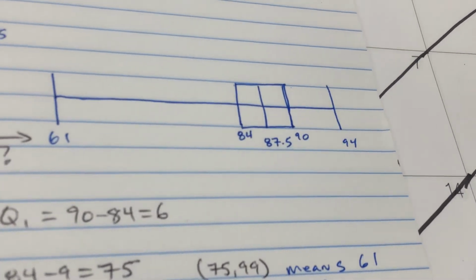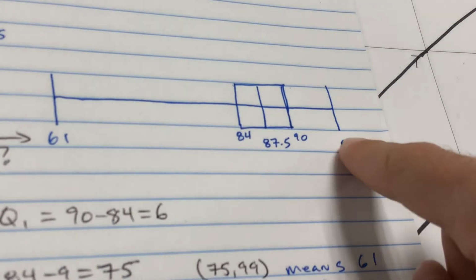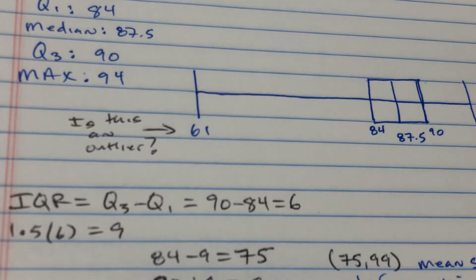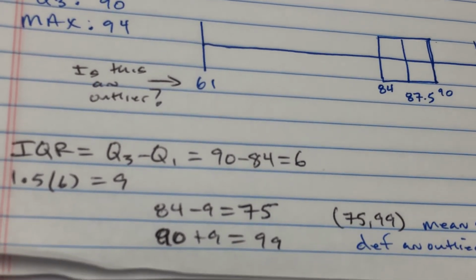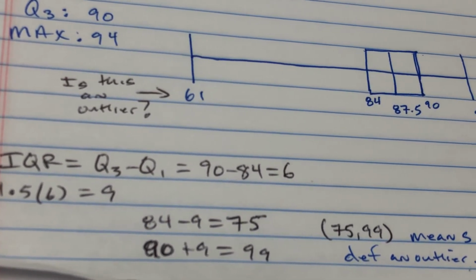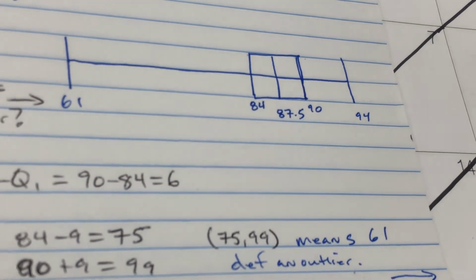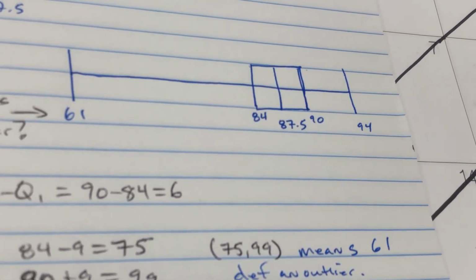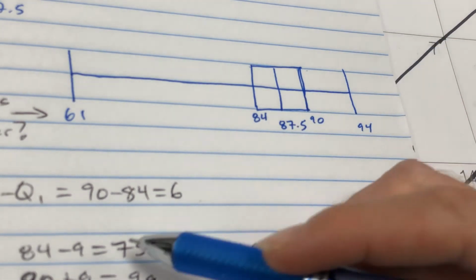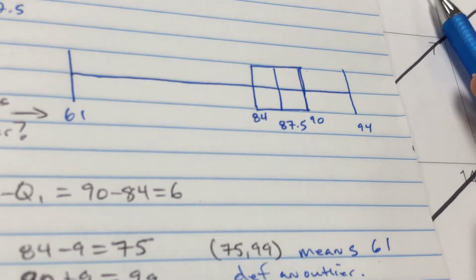If I'm trying to catch a high outlier, I need to add something to quartile 3. If I'm trying to catch a low outlier, I need to subtract something from quartile 1. So I take quartile 1 and I subtract that 9, which is the 1.5 times IQR. I take quartile 3, which is 90, and I add 9. So now I have the interval from 75 to 99. What that means is any number between 75 and 99 is not an outlier. So even 75 and even 99, if that was in my data set, it would not be an outlier. Any number outside of it, so 100 would be an outlier, and 74 and less would be an outlier. That means 61 is definitely an outlier.